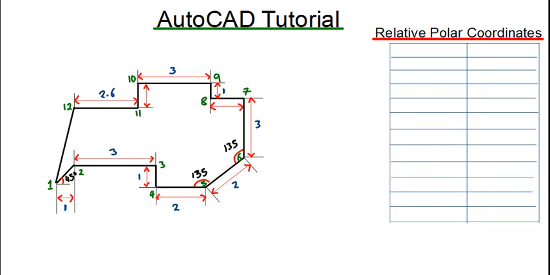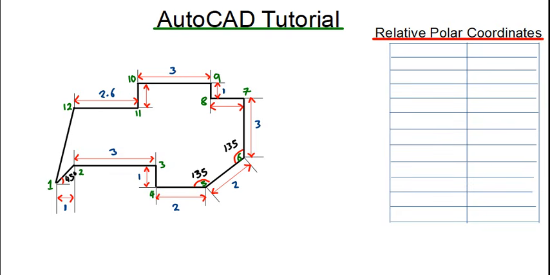So it's like we have a total of, let's say, 1, 2, 3, 4, 5, 6, 7, 8, 9, 10, 11, 12. We have 12 lines, so we have to write the coordinates for all the lines from 1 to 12, and what we're using is a relative polar coordinate system.